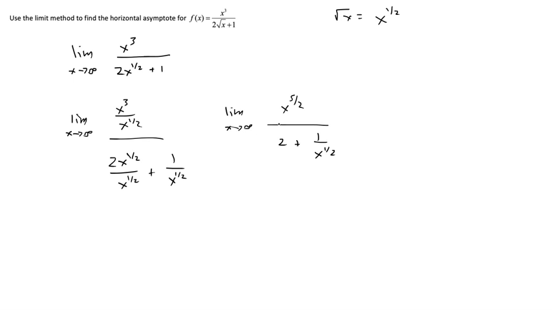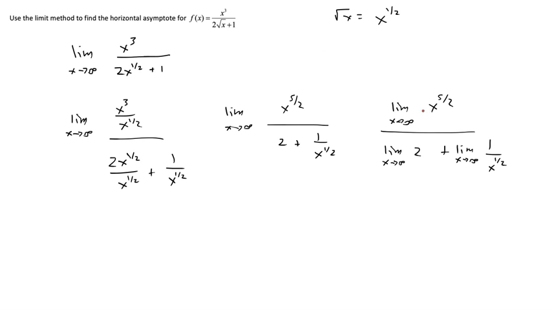And we use the limit laws. We can take the limit of each part of this rational expression. So we're going to take the limit as x approaches infinity of x to the 5/2, divided by the limit as x approaches infinity of 2, plus the limit as x approaches infinity of 1 over x to the 1/2 power.